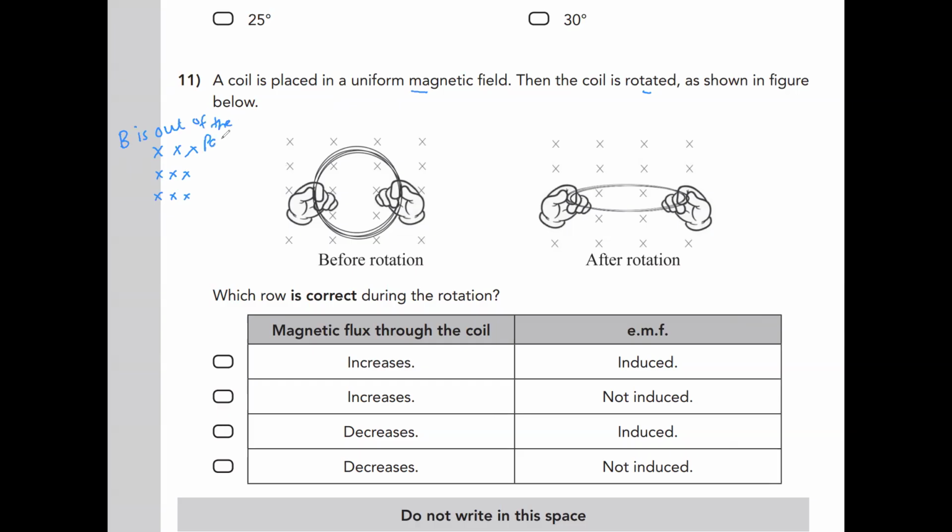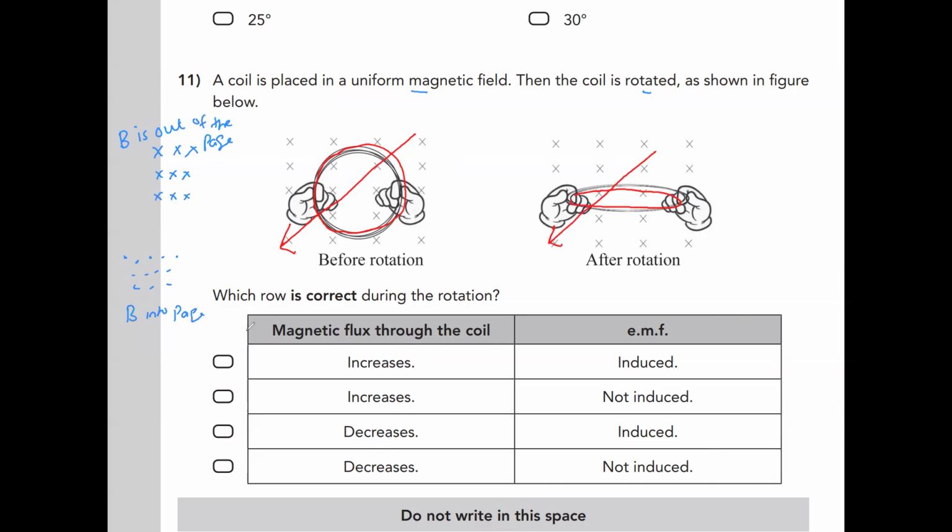But if it has a dot like this, it means that B is into the page. This is a very important trick, so you have to know about it. We have a coil like this, and the magnetic field is out of the page. When we rotate the coil, now we have a coil like this, but the magnetic field is also out of the page.